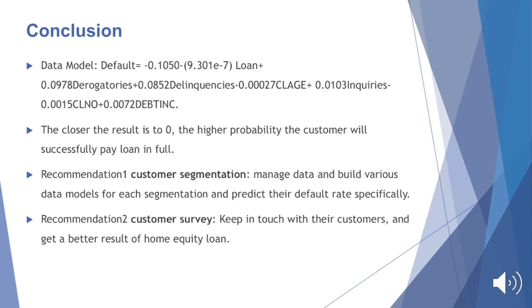And we also have two recommendations for the bank. First of all, customer segmentation. It can help the bank manage data, build various data models for each segment, and predict their default rate specifically. The other recommendation is about customer surveys, because it's a long-term process and cooperation between the bank and clients. So keep in touch with customers and get a better result for home equity loans.